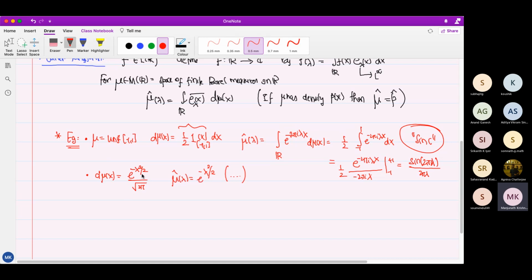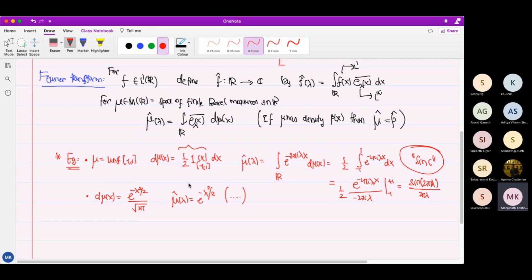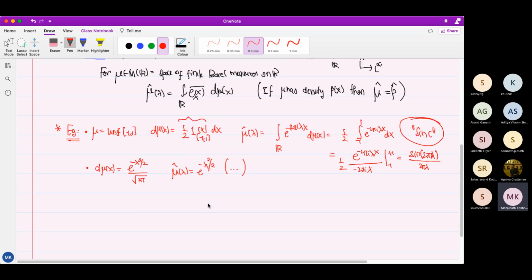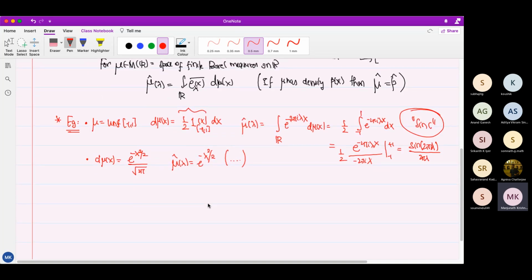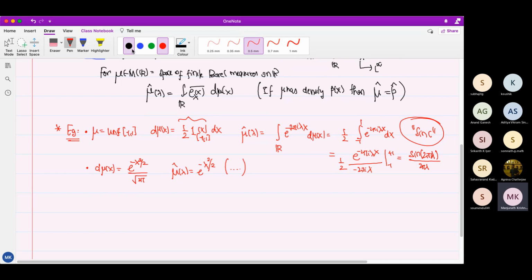So this is a probability measure. So mu hat of 0 is going to be 1. Mu hat of 0 is the total mass of mu. That is going to be 1. That's why there is no 1 by root 2 pi on the Fourier side. Okay. So these are some things. So now let's observe a couple of general properties.